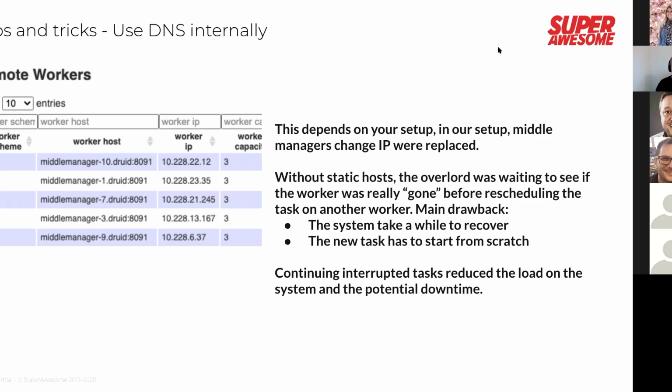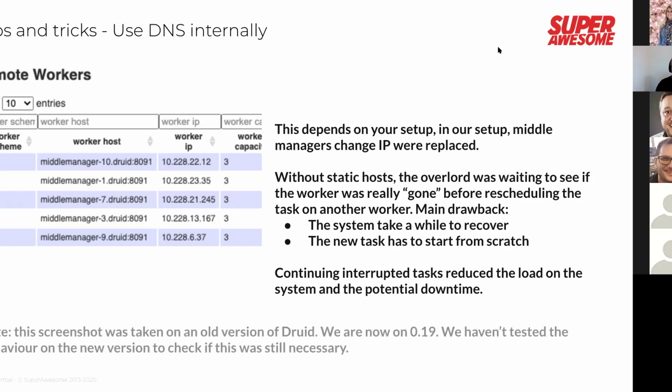So we solved that by having some internal DNS records that are actually managed by Kubernetes, so that when the middle manager starts, it would register itself with the overlord using the DNS name. So if we replace them and they change IP, the DNS name would still be the same, and Druid would understand that that middle manager is supposed to have some task cached on disk. So we set that up on an earlier version of Druid, a really old one actually. So I'm not sure that it's still necessary now, but that's good to know if that's still the case.